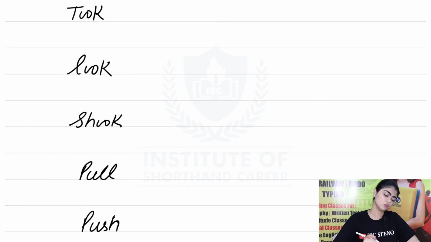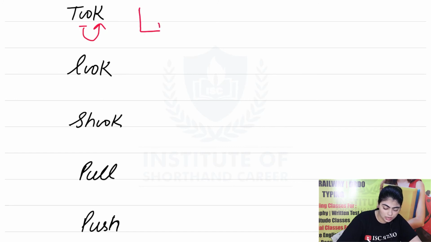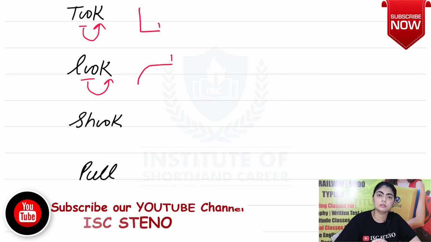So let us see the first word. The first word is took. The oo sound is coming, T, oo and K. It's not stretching. That means it's placed on the K's third position with a light dash, okay, before K. So T and K and a light dash over here. This is took. Next is look, L and K. Oo is placed on K's third position before K. So look.